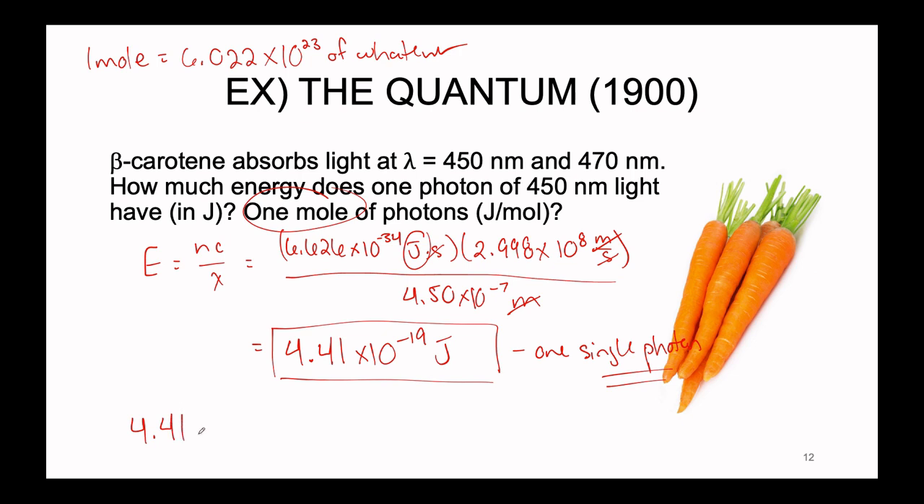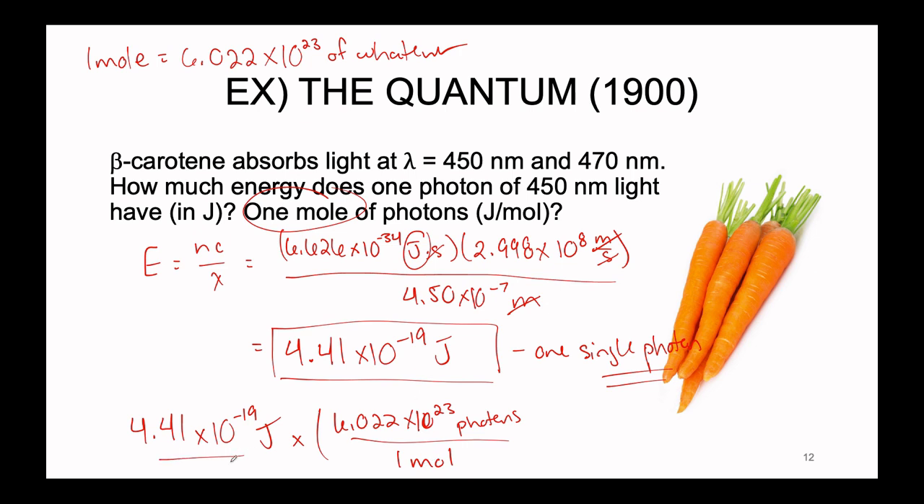So we're going to start with our 4.41 times 10 to the negative 19 joules. And again, this is per photon. We're going to multiply this by Avogadro's number, where there are 6.022 times 10 to the 23. In this case, we are working with photons. And this is all per every 1 mole.